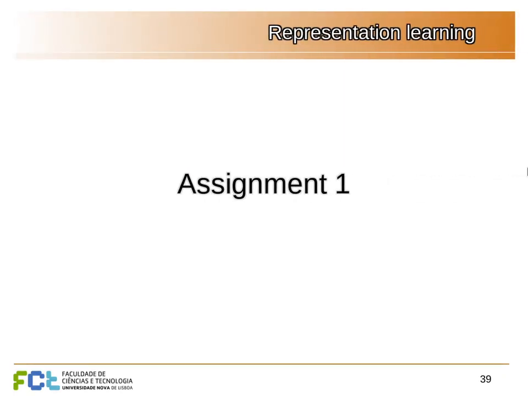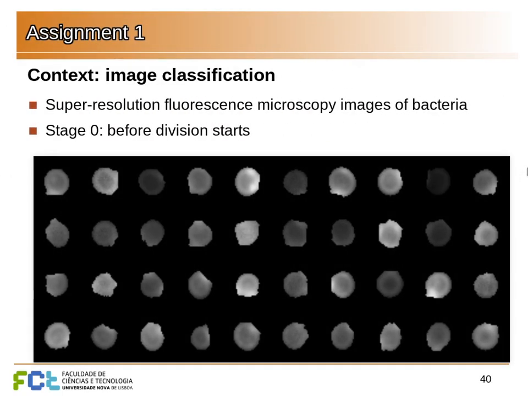Okay, so for the first assignment, you're going to do what we've been doing in the exercises so far. I'm using real data from a project I've been working on for some years, and this is super resolution fluorescence microscopy images. The images have been segmented, so these are large photographs with lots of cells. There is software to automatically identify the cells and isolate them. So each image is a 40 by 40 pixels image with the cell centered and zero all around. And you have 400 images that have been labeled by the biologists.